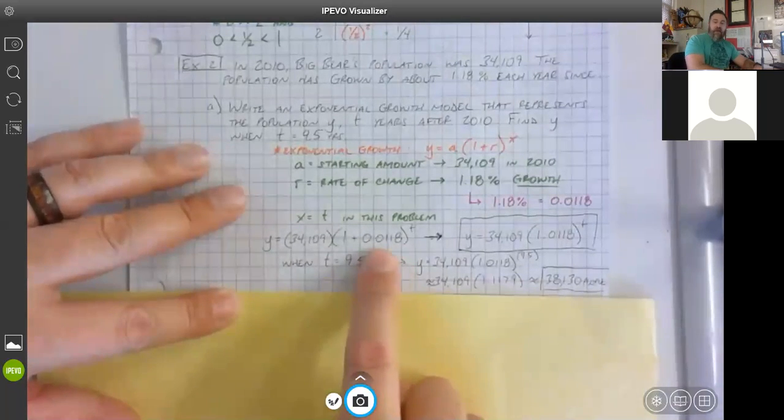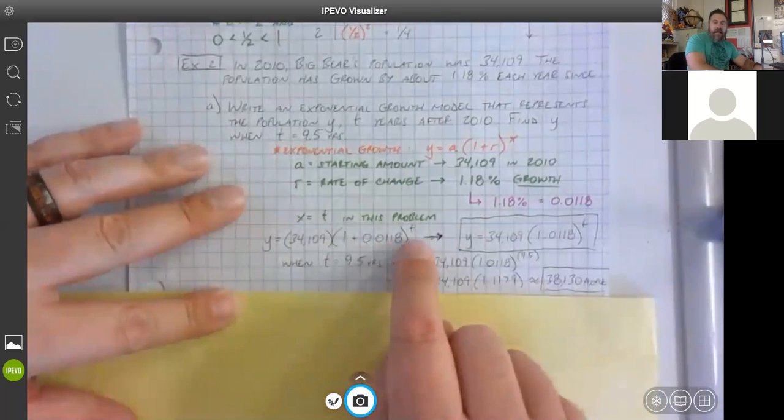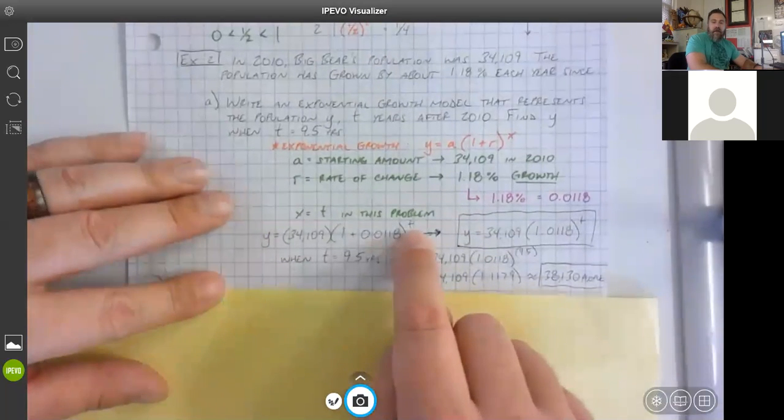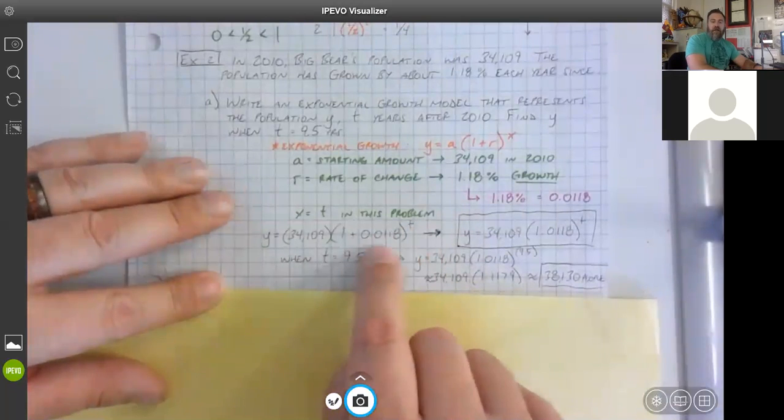And so that's what it would be. If it were decay, it would just be minus that amount, but we're dealing with growth. And then t is x. That's going to be my time, how long it's been since 2010. Well, I can do this calculation very simply.